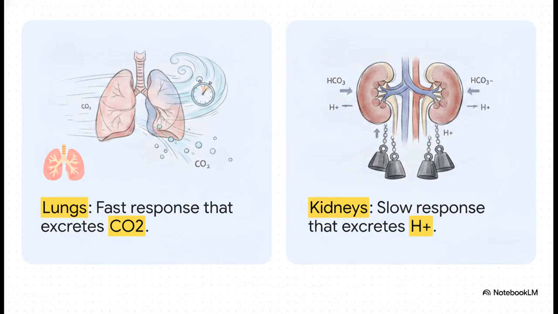To prevent catastrophic organ failure, your body has this amazing tag team compensation system. The lungs are your rapid response team. They can adjust your breathing in literally minutes to excrete or retain carbonic acid, which is a volatile acid, just by blowing off CO2. But they can only handle carbonic acid. The kidneys, on the other hand, are the slow, heavy lifters. They take days to reach full effectiveness, but they can excrete any other acid in the body by pumping out hydrogen ions, and they can generate and retain bicarbonate to buffer the blood. So it's fast and specific versus slow and comprehensive.